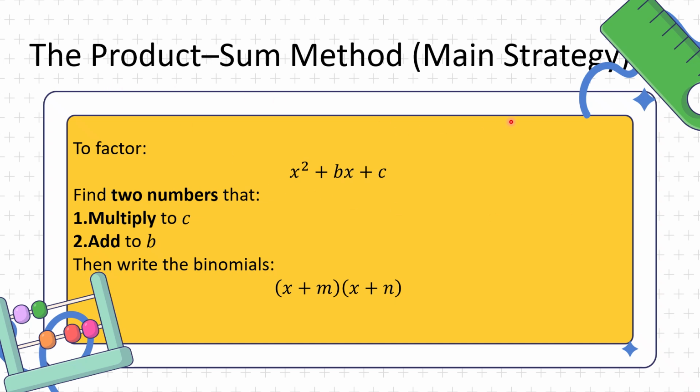The product sum method. This is the main strategy. To factor x squared plus bx plus c, find two numbers that first multiply to c and second add to b. Then write the binomials: x plus m, x plus n.